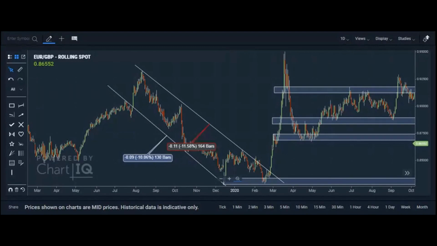Yes, it serves as trend line. It serves as a supporting and resisting trend line. It serves as both.